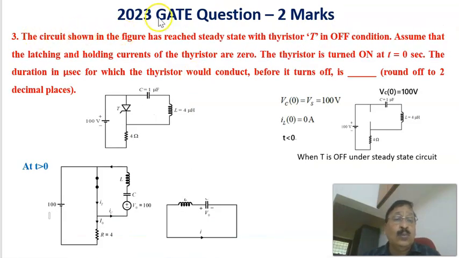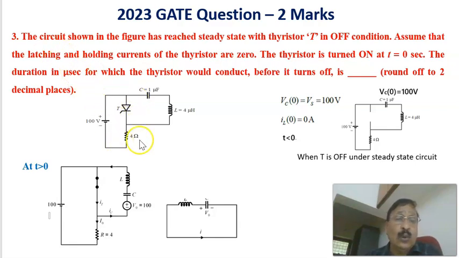Now let us see the third one, that is a 2023 GATE question that carries 2 marks. The circuit shown in the figure has reached steady state with thyristor T in off condition. Assume that the latching and holding current of the thyristor are 0. The thyristor is turned on at time t equals 0, and the duration in microseconds for which the thyristor would conduct before it is turned off is ______, round off to 2 decimal places.